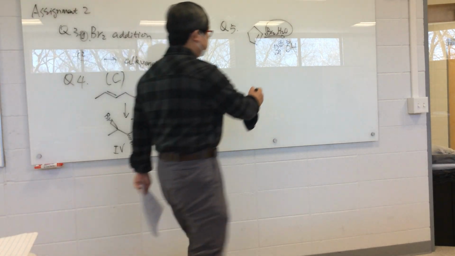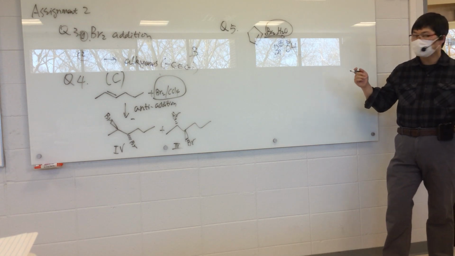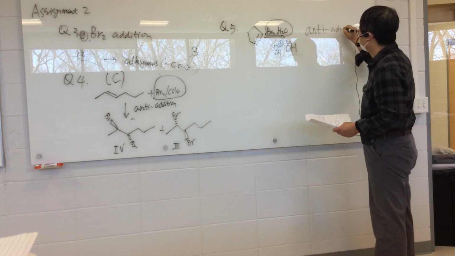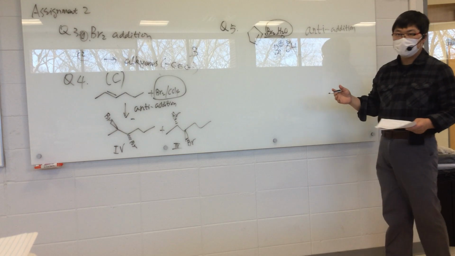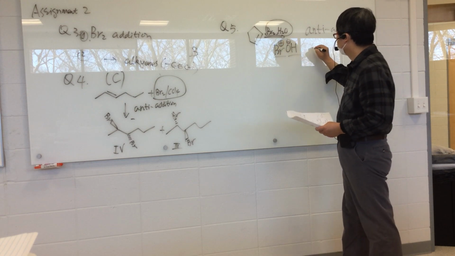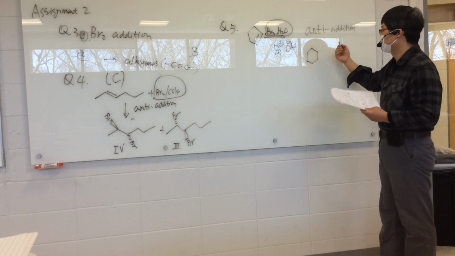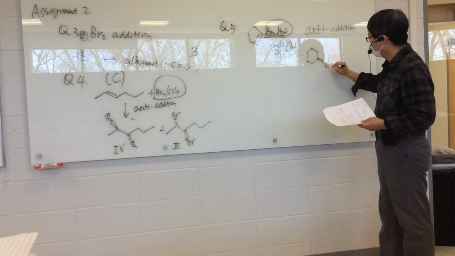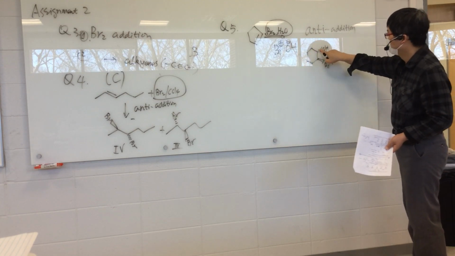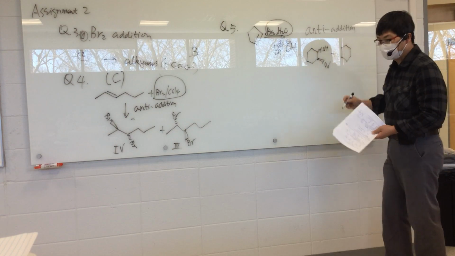So you see, this is positive, this is negative. That's one thing. While at the same time, there's another one. It's anti-addition. That means these two groups need to be trans. You see, when bromine is above the plane, OH is behind the plane. Or, oh, sorry, I drew one more carbon.